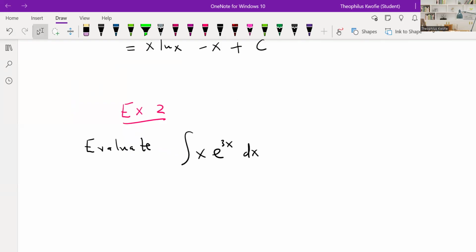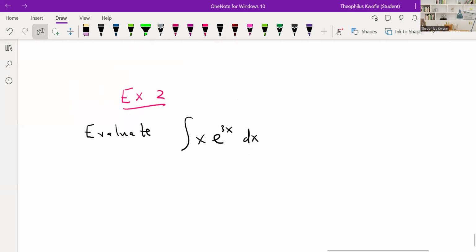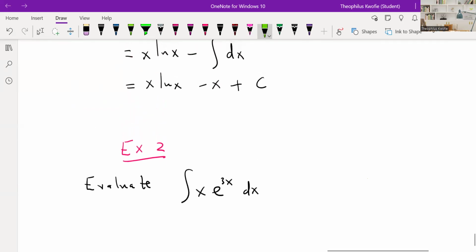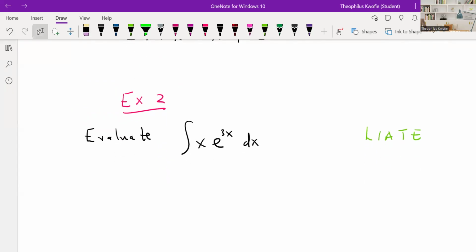Very good. So how do we solve this problem? If I were you, I would just write down my LIATE. According to my LIATE, which of these two terms becomes my u? So what will be my u according to the LIATE? The first one is logarithmic functions. We don't have logarithmic functions here. The I is inverse trig functions. We don't have inverse trig functions.